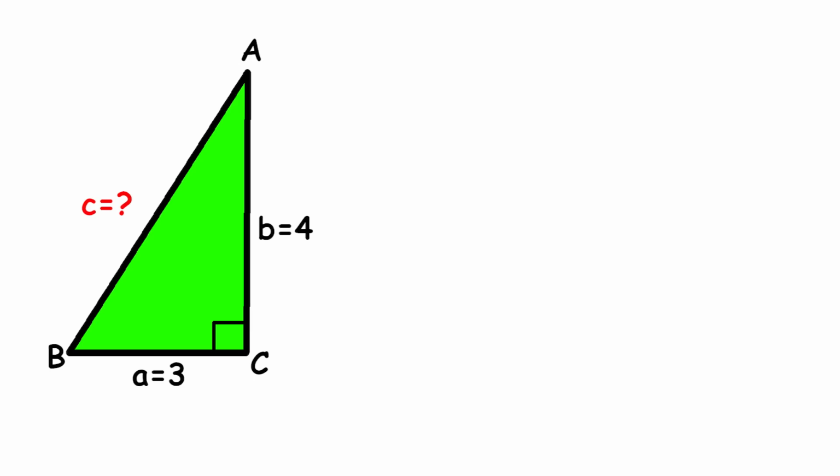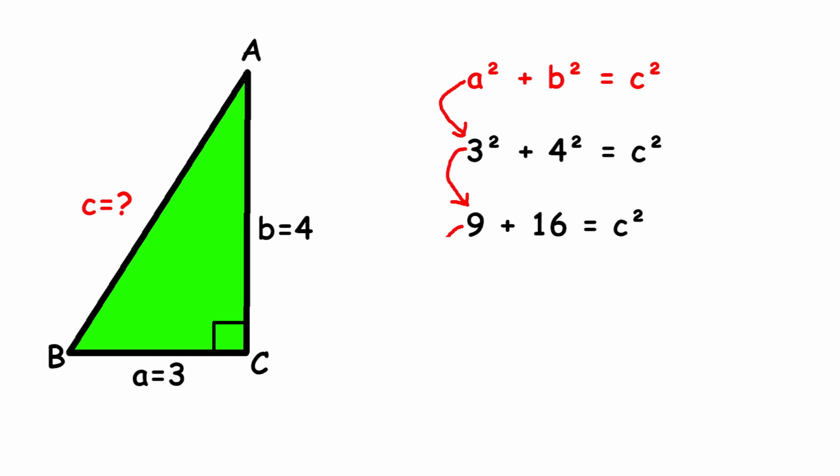If you know the lengths of the two shorter sides, then you can use this formula, a squared plus b squared equals c squared, to find the length of the longest side. Or if you know the length of the longest side and one of the shorter sides, you can use the formula to find the length of the remaining shorter side.